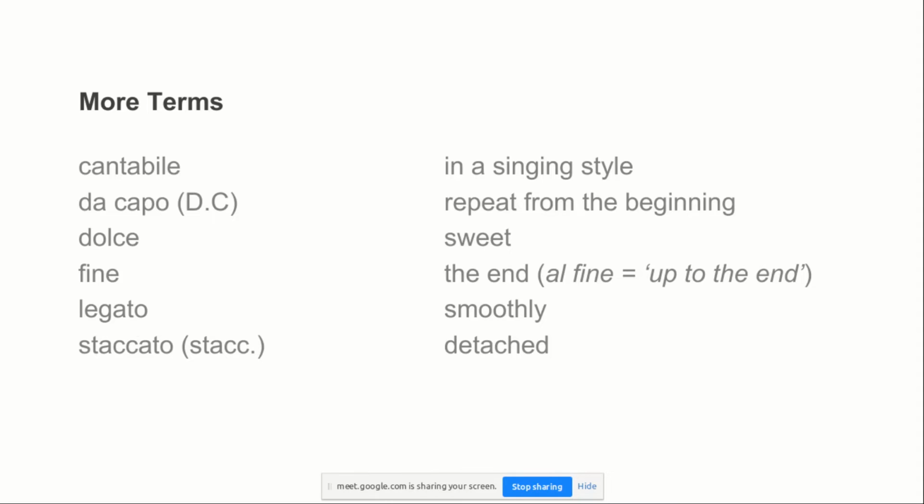And then we have staccato. This one looks like its meaning, or in short, stack. It means detached. Staccato. Detached. Don't forget that.